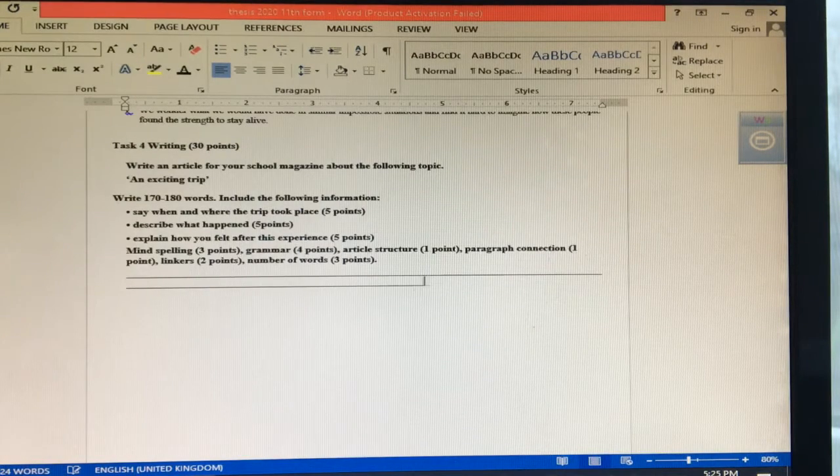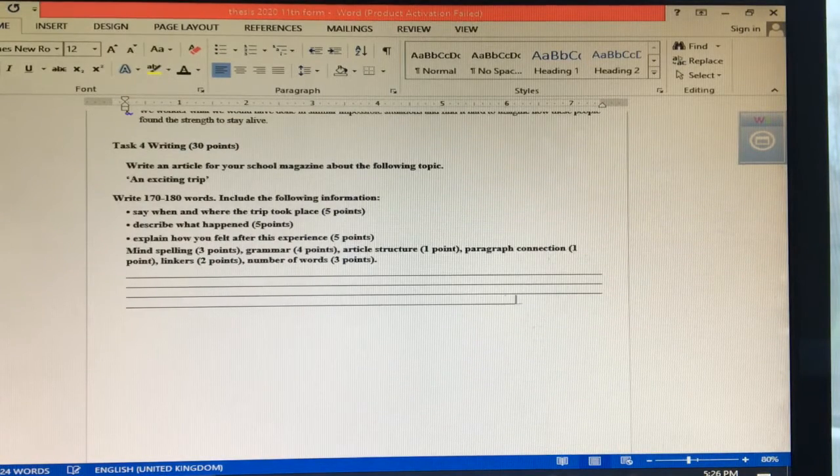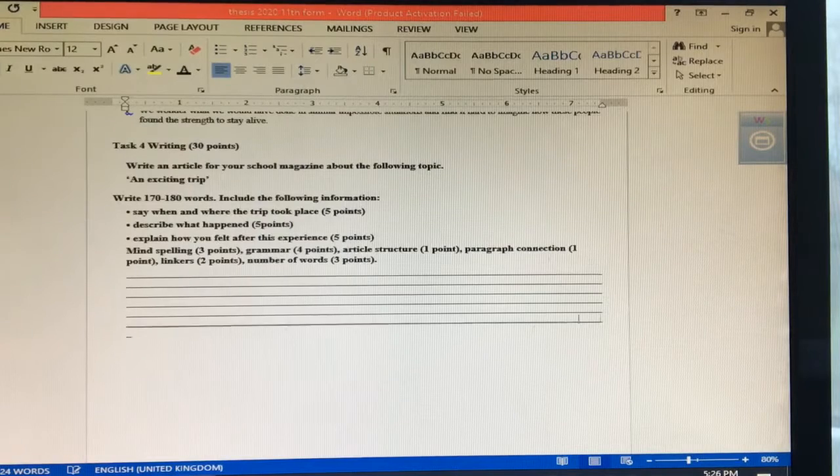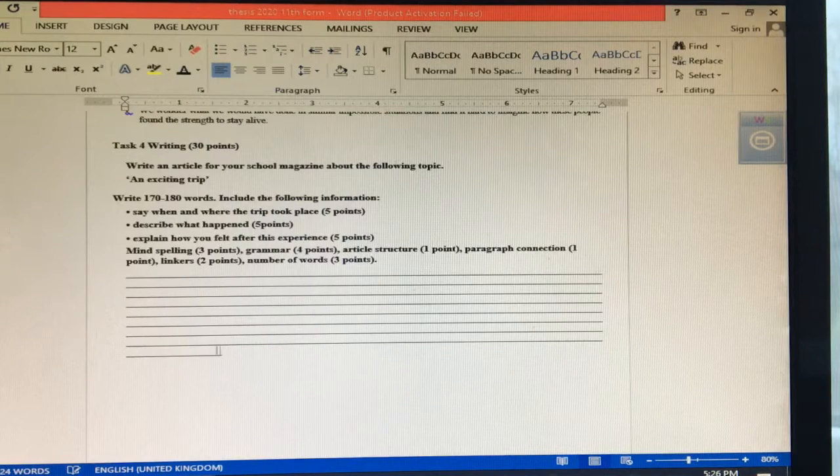So everything is very clear, and say what and where the trip took place. This would be for the ground knowledge, because you say when and where. So for the students in the 11th grade, this is absolutely ground knowledge. Describe what happened, and here we have to use some action verbs, and it is application, and explain how you felt. This is looking deeper into the topic, and this would be for integration.